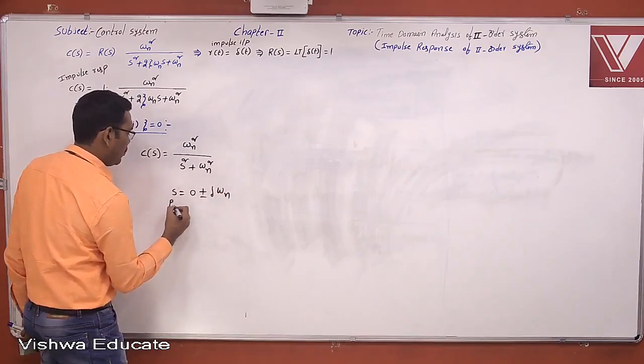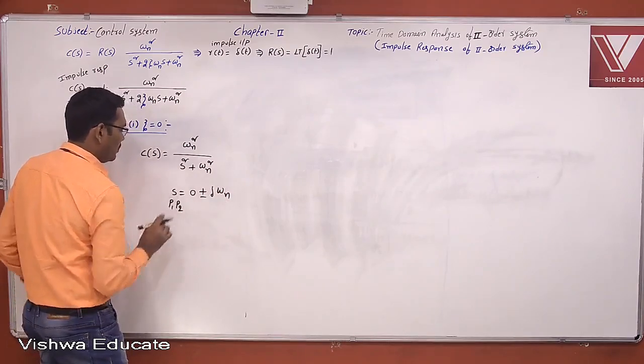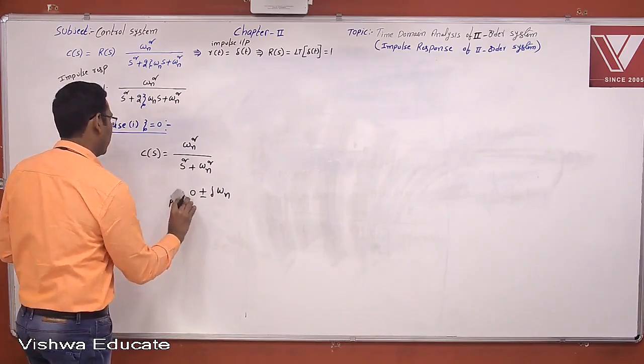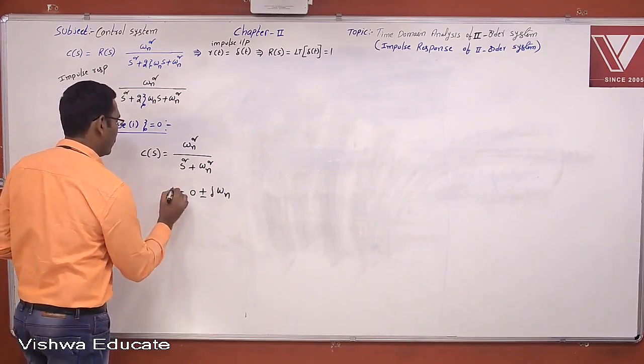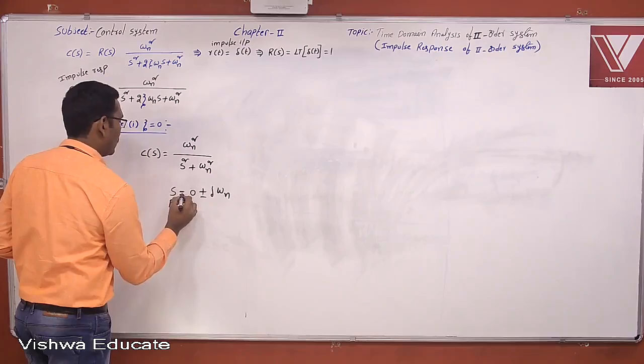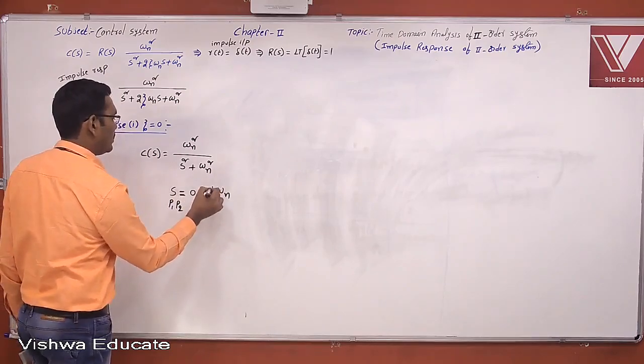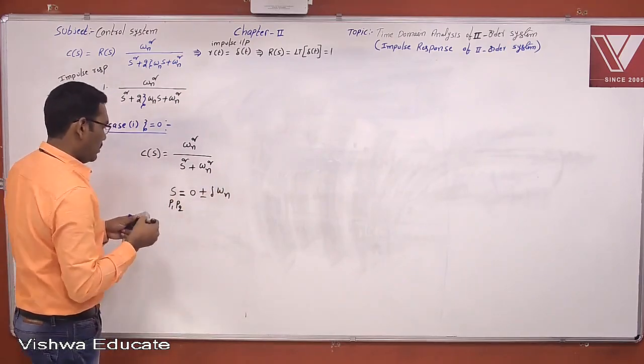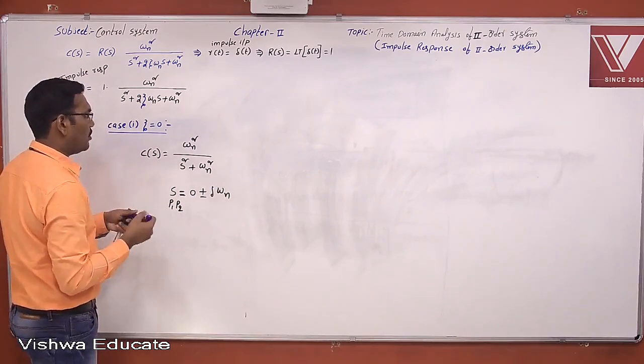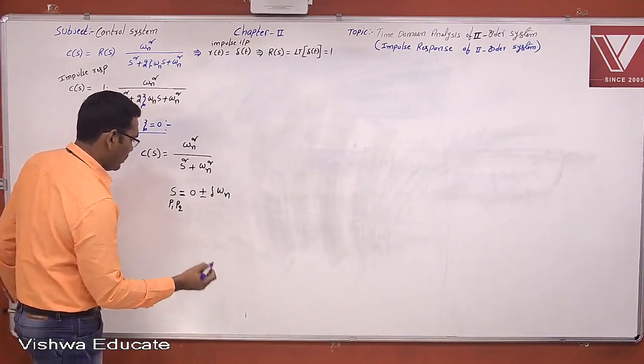These are the two poles P1 and P2, at 0 plus or minus j omega n. These are the pole locations. Where are the poles? The poles lie on the imaginary axis.